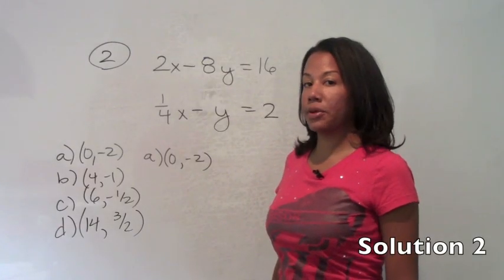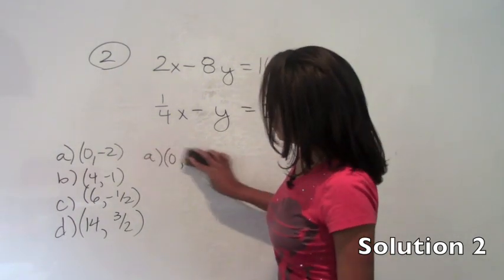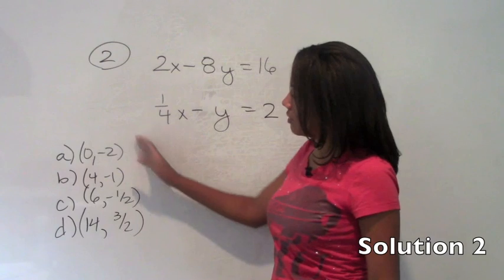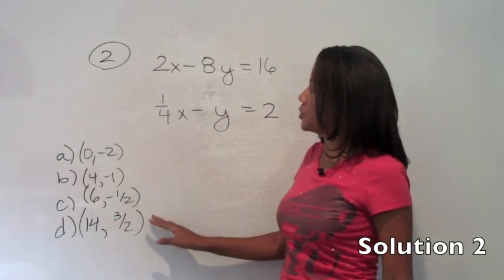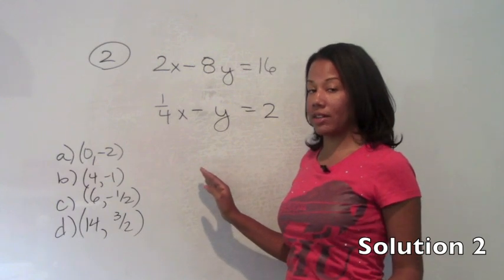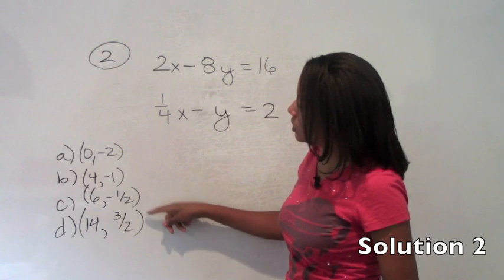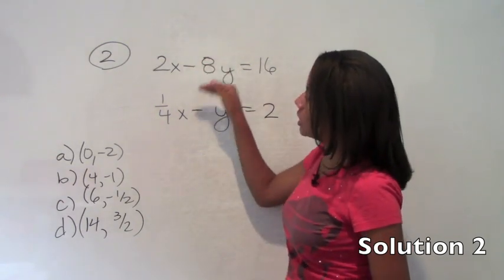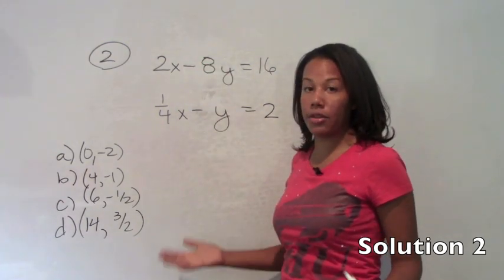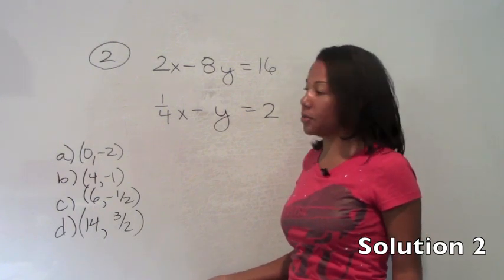Number two. For number two, we're asked which of the following ordered pairs is a solution to both of these equations? So you have two ways of solving this that come to mind. One, you can plug in each one of these ordered pairs into both of these equations and make sure that they come up with true statements for both. You might imagine that that's a little bit time consuming.